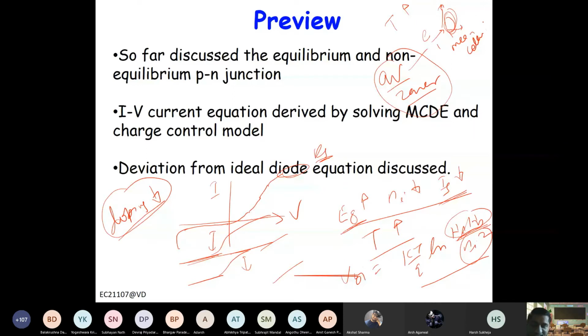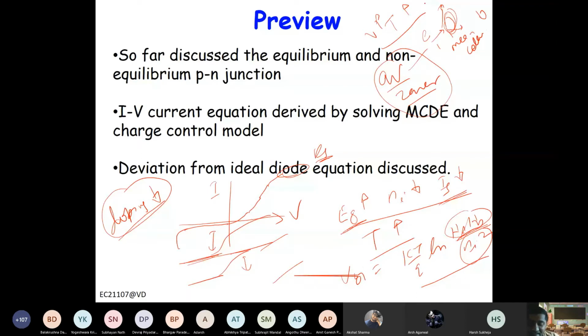If you increase the temperature, what will happen to the mean collision time, the time between two collisions? It will decrease. That means this electron or hole has less time to get accelerated or to acquire that energy. So you will need more voltage. That means the breakdown voltage will increase as you increase the temperature. So this is basically called positive temperature coefficient.